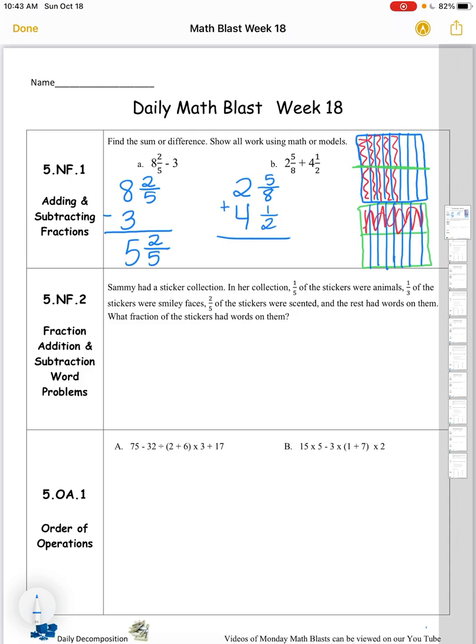There are 1/16 in both models. So our 5/8 actually became 10/16, and our 1/2 actually became 8/16. Now we don't want to forget the whole number part that we have, the 2 and the 4, so I'm going to go ahead and bring those over as well.